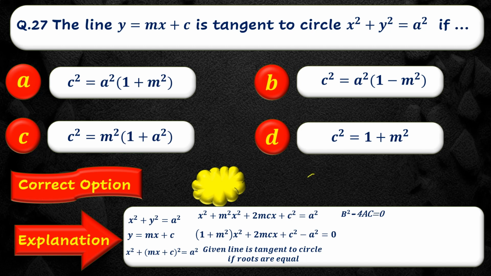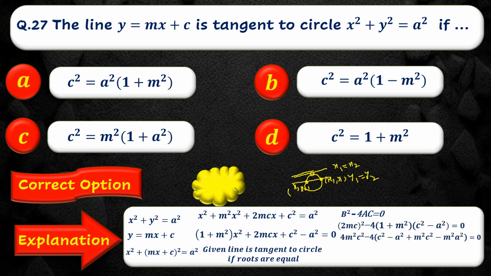Note that if a line is a secant line, it cuts a circle in 2 points, and the coordinates of points will be x1 y1 and x2 y2. But if this line becomes a tangent line, then x1 will be equal to x2 and y1 will be equal to y2. That is, roots will be equal, and if roots are equal, then discriminant will be 0, and after simplification we get the required condition c square is equal to a square into 1 plus m square. Therefore, correct option is option A.